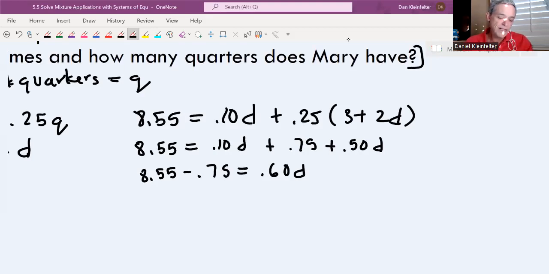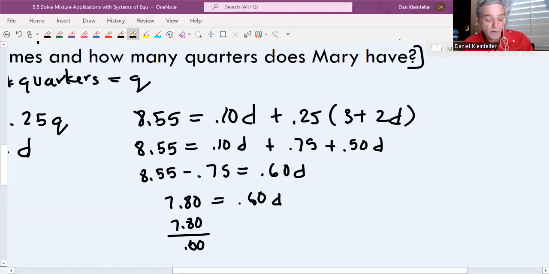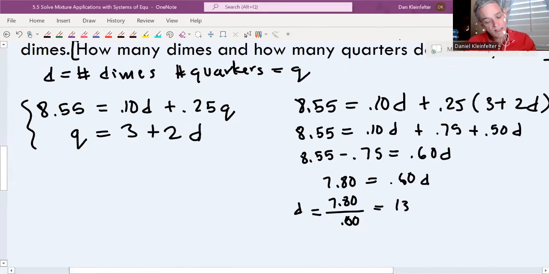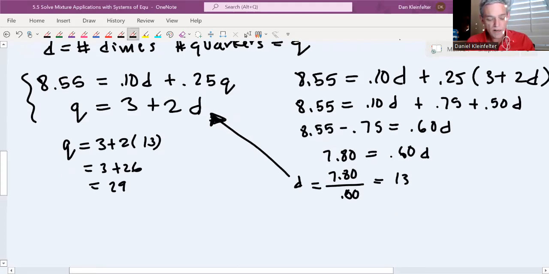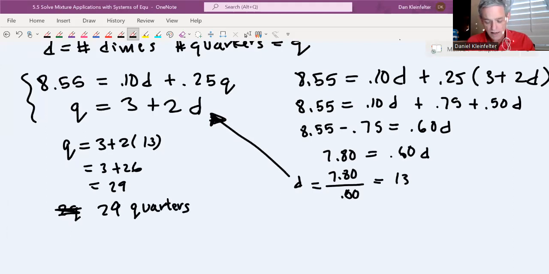Okay, so 855 minus 75, that's going to be 780. And then we have 60 cents times D on the right. All right, so then if you take and divide 7.8 by 0.60, you'll get 13 for the number of dimes. Okay, once you have the number of dimes, you can figure out the number of quarters by substituting into this equation. The number of quarters is 3 plus 2 times the number of dimes, which is 13. So that's 3 plus 26, or 29. Okay, so 29 quarters, and 13 dimes.